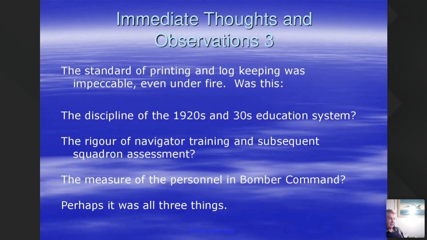Why? Was it the discipline of the 1920s and 30s education system where children did have to print really neatly? Was it the rigour of the navigator training and the subsequent squadron assessment where you had to print neatly, otherwise they couldn't understand it and you're in trouble? Or was it a measure of the personnel in Bomber Command? Perhaps it was a measure of all 3.